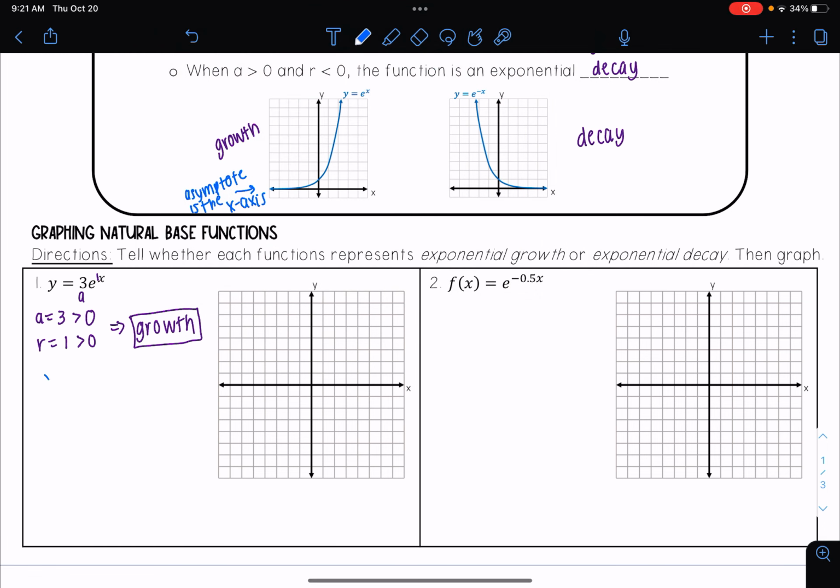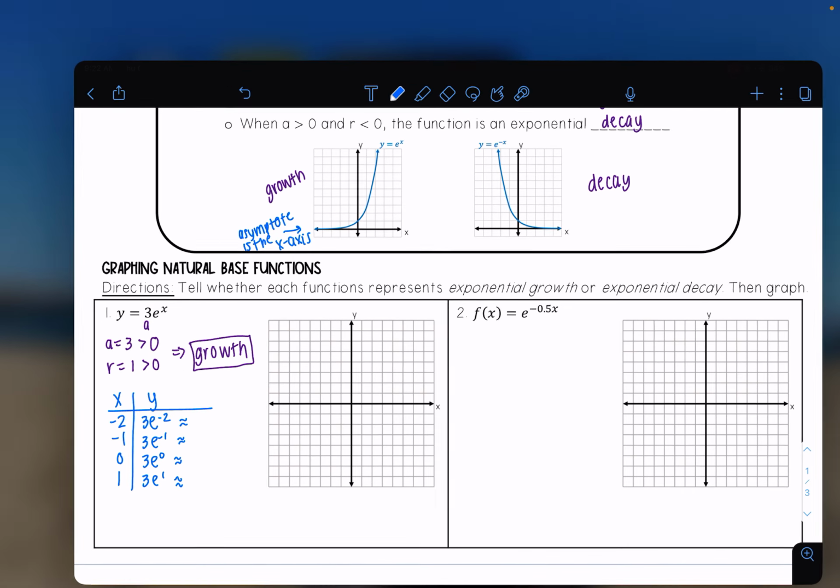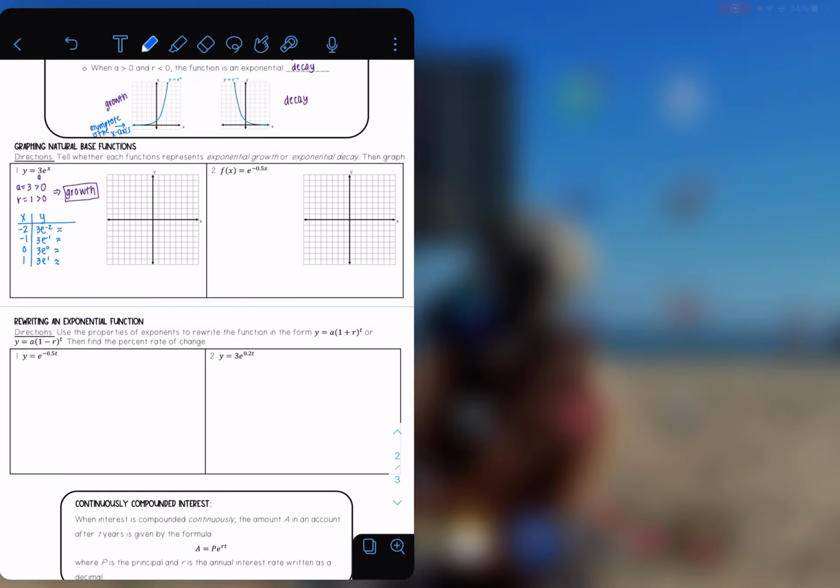Now we're going to go ahead and graph this function. So I'm going to use the numbers -2, -1, 0, 1. And what I'm doing is plugging those x values into my function here. So this is going to be 3e to the -2, 3e to the -1, 3e to the 0, and 3e to the 1. So you could go ahead and plug each of those individually into your calculator, or you could go ahead and use Desmos.